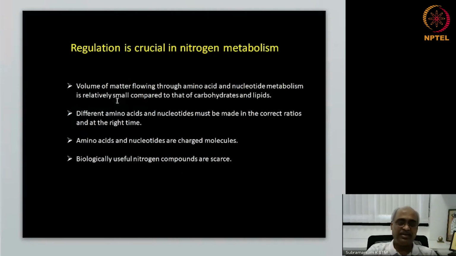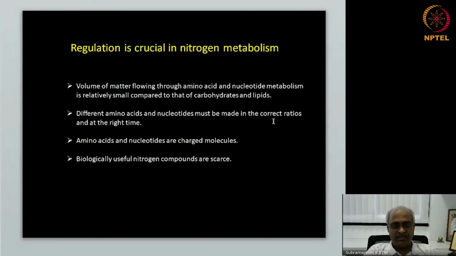The first point is the volume of matter, the bulk flow through these pathways that we are going to learn is really low compared to the bulk flow through carbohydrate and lipid metabolism. They are the main things. Bulk of the matter is in the form of carbon, hydrogen, oxygen without phosphorus or nitrogen. So those are the carbohydrates and lipids.